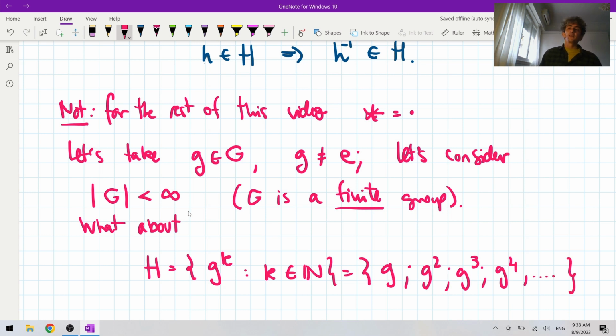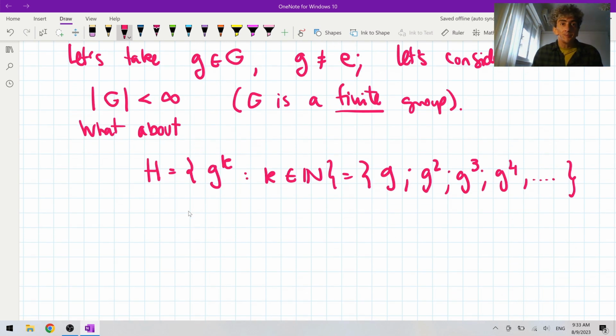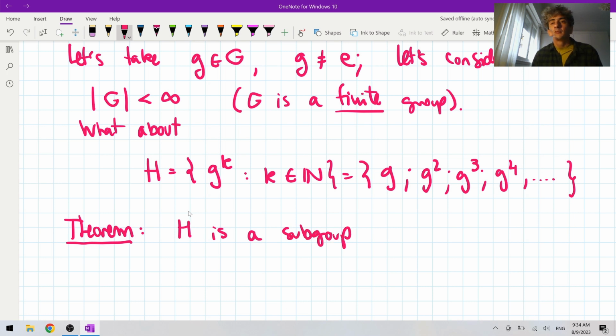Okay, so we're going to prove a theorem about H. H is not any subset. H is a subgroup of G and is in fact a very important subgroup of G. So the theorem: H is a subgroup of G. This is the theorem that we want to prove now. So let's give a proof.